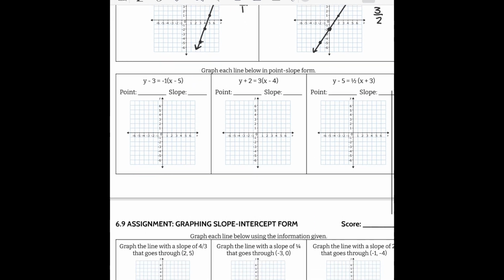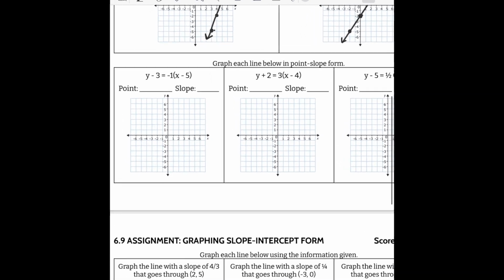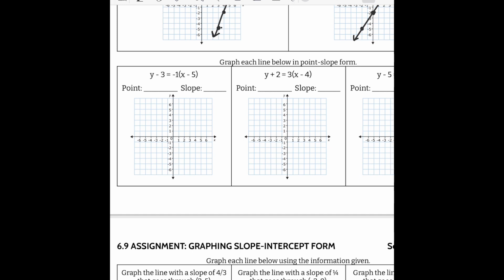All right, here we go. So now we're going to graph each line that's already in point slope form. And I'm going to go ahead and copy down point slope form right here, just because I had to scroll past it. You don't have to write it down because it's at the top of your page.